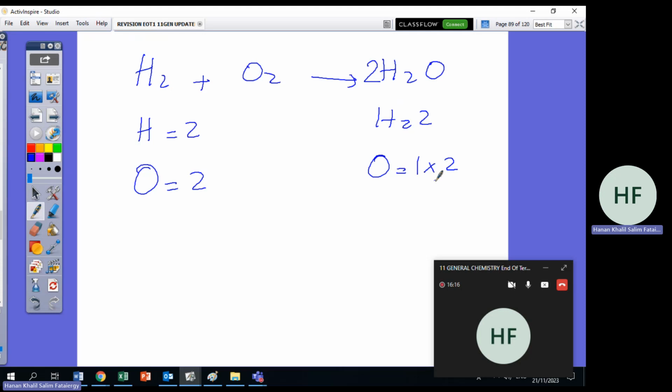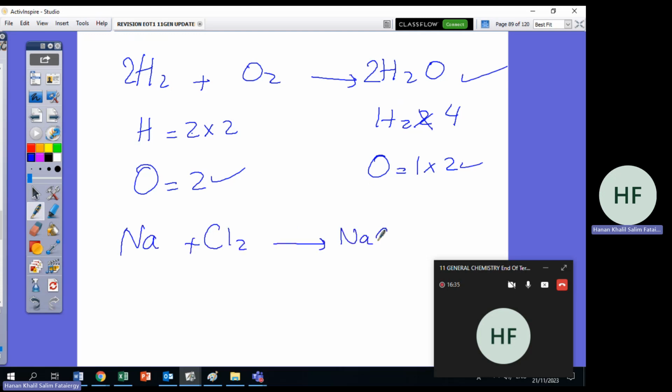Okay, now oxygen is 2, oxygen is 2, now this is okay. But the hydrogen now is 2 times 2, this is 4, and this is 2, so I will multiply here by 2. I will make it 2H2. Now this equation is balanced, okay? Try this one. Na plus Cl2 will give you NaCl. Yalla, pause the video and try to balance.